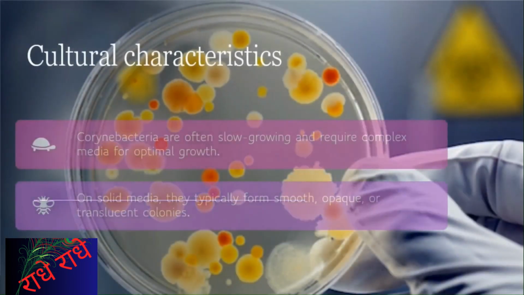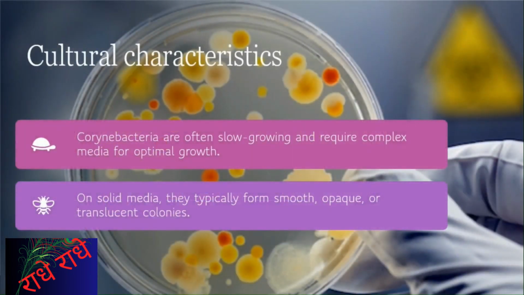Corynebacteria are a fascinating species of bacteria with many cultural characteristics. Slow-growing and requiring complex media for optimal growth, colonies formed on solid media often resemble smooth, opaque, or translucent formations, offering insight into their delicate and unique biology.